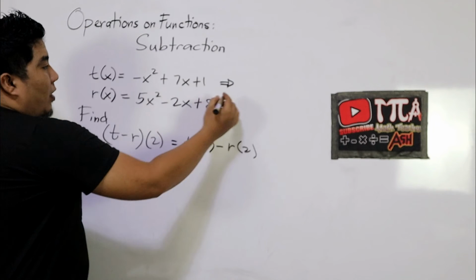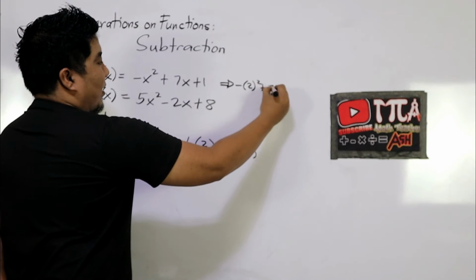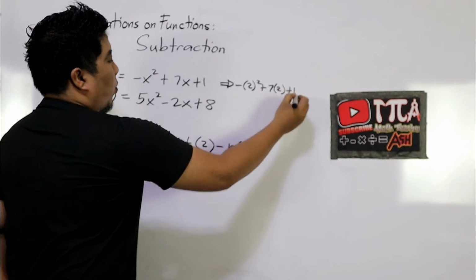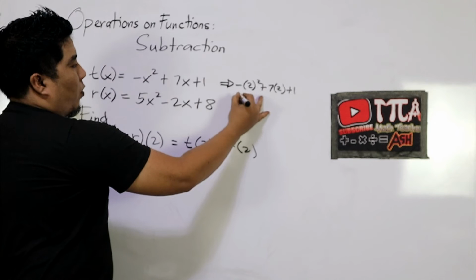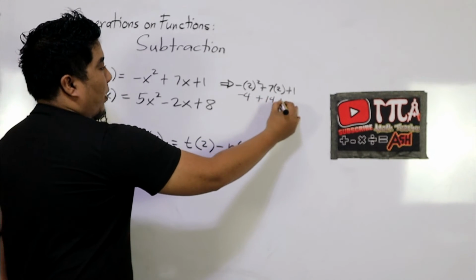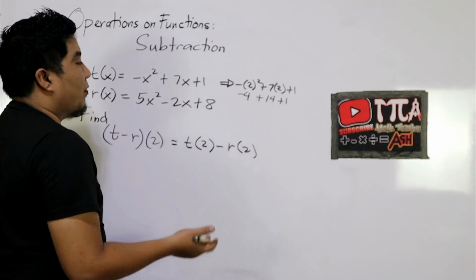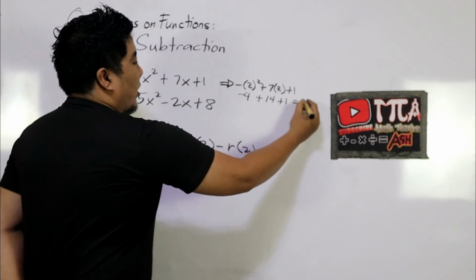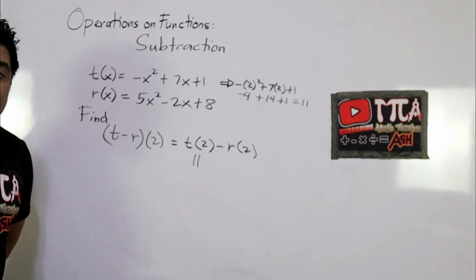So if that is the case, then we need to substitute our value here for 2. Okay, so giving us negative 2 squared plus 7 times 2 plus 1. So if this is the case, 2 squared is 4, negative 4, alright. Then 7 times 2, that is 14 plus 1. So 14 plus 1, that is 15, 15 plus negative 4, and that will give us positive 11. So therefore, our t of 2 is positive 11.